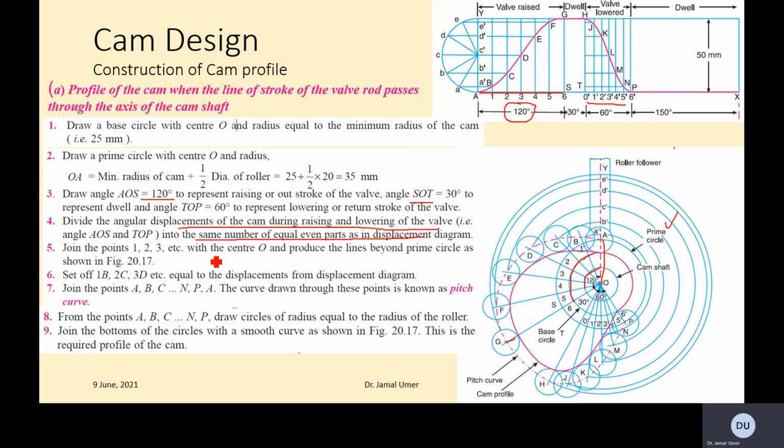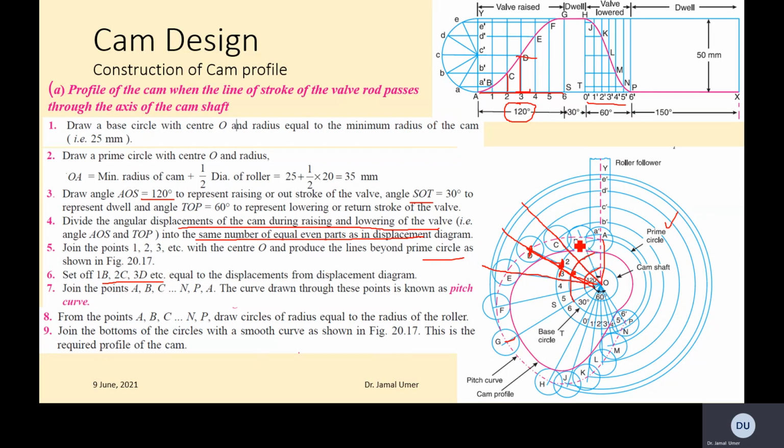Join the points 1, 2 etc. with the center O and produce the line beyond the prime circle. So now you join these points and then draw a line which is going beyond the prime circle. So you see now we are talking about the prime circle all the time rather than the base circle. So draw those lines. So set off 1B, 2C, 3D, and draw the curve. So again, now the step is the same. So you mark 2C, 3D and draw from here. So now, instead of the base circle, we have the prime circle, from 3 to 3D. So this distance, for example, you find it from here, from 3D, and then mark over here. So that's the point basically.